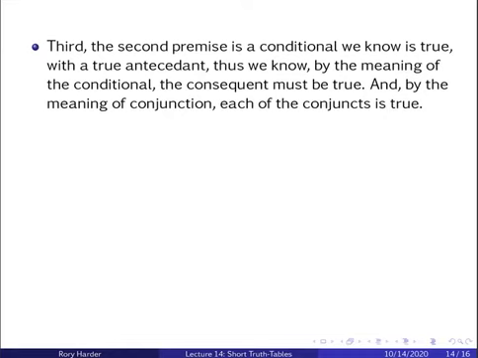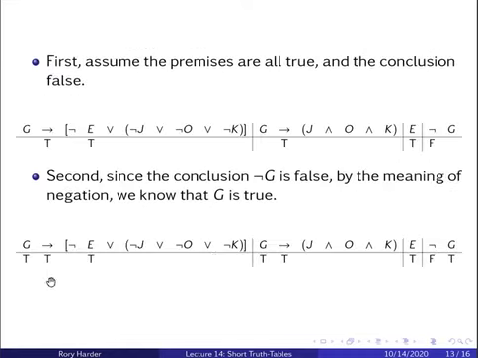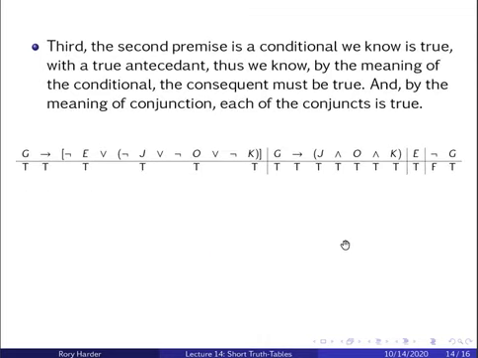Third, the second premise is a conditional that we know is true, this one here. So we assume that this conditional is true. And furthermore, from the second step, we know that the antecedent is true. So if we have a true conditional with a true antecedent, it must be that the consequent is true, because the conditional is false only when the antecedent is true and the consequent is false. So we know that the consequent of this conditional has to be true. And since this consequent is a conjunction, it requires all of its conjuncts to be true as well.